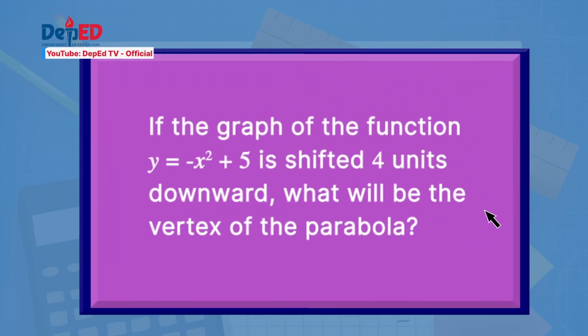If the graph of the function y equals -x squared plus 5 is shifted 4 units downward, what will be the vertex of the parabola?